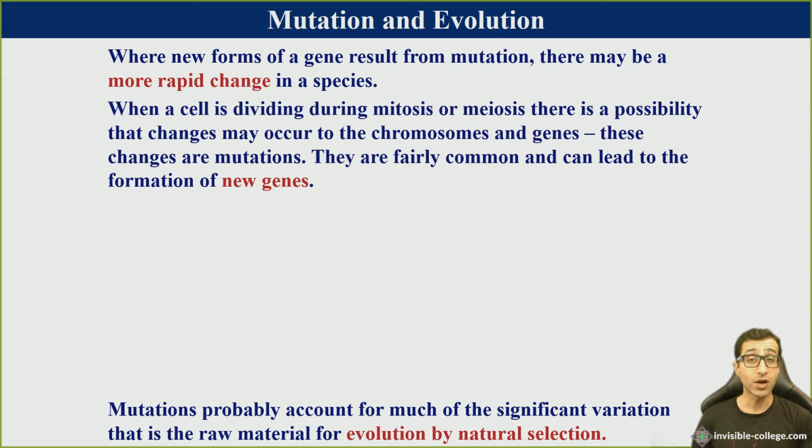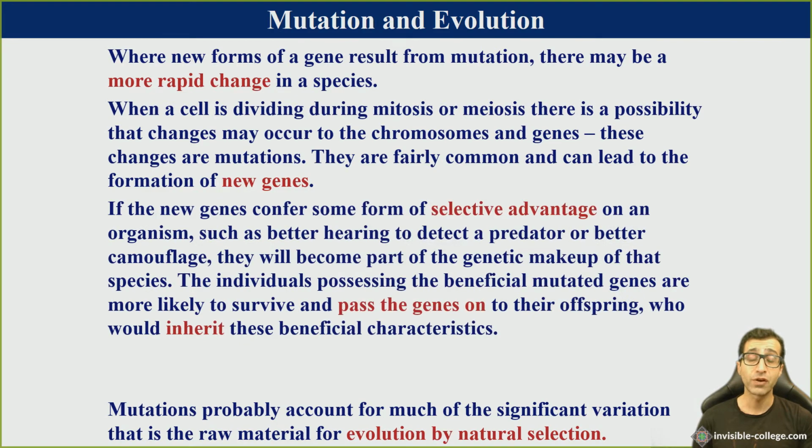So, when a cell's dividing during mitosis or meiosis, there is a possibility that changes can occur in the chromosomes, or in the genes, individual genes. Now, these changes again are mutations, and these are fairly common, particularly when cells are undergoing mitosis or meiosis, and these can lead to the formation of new genes.